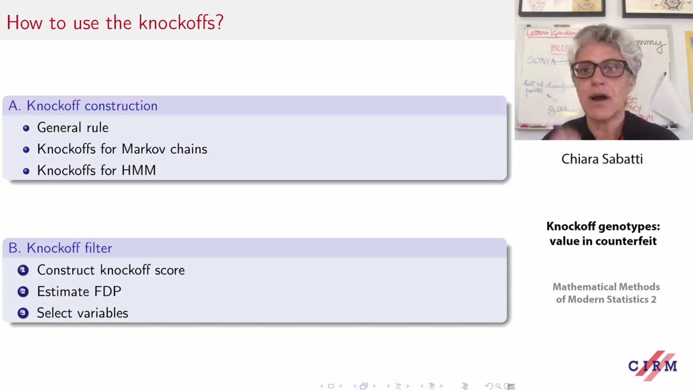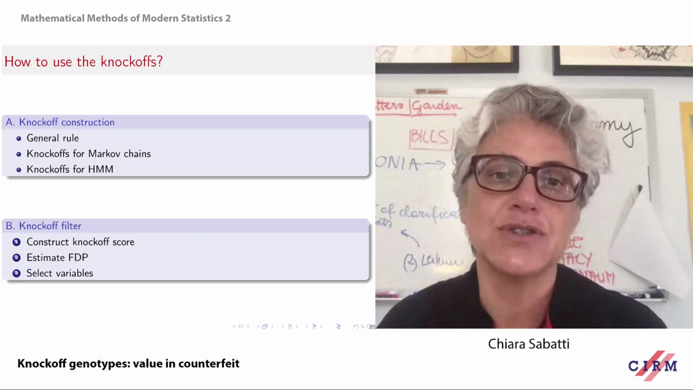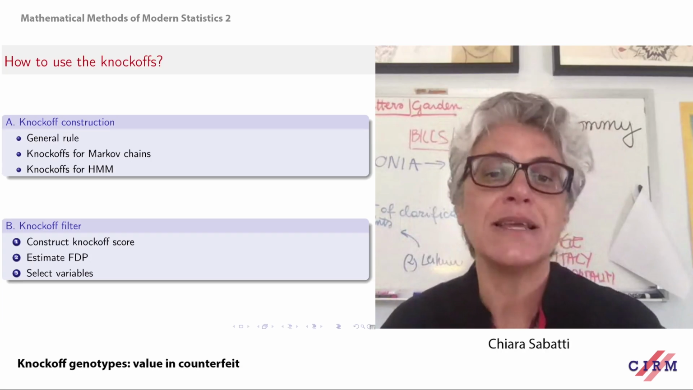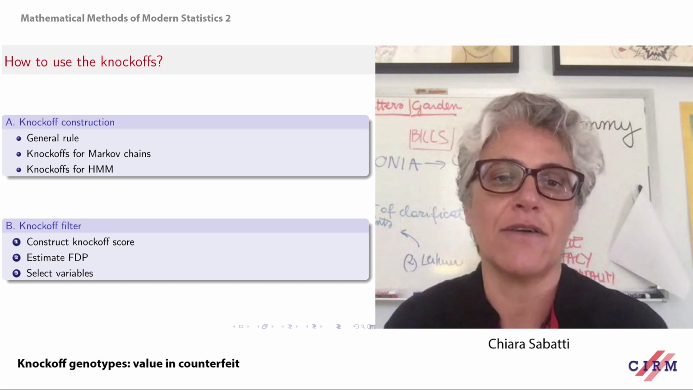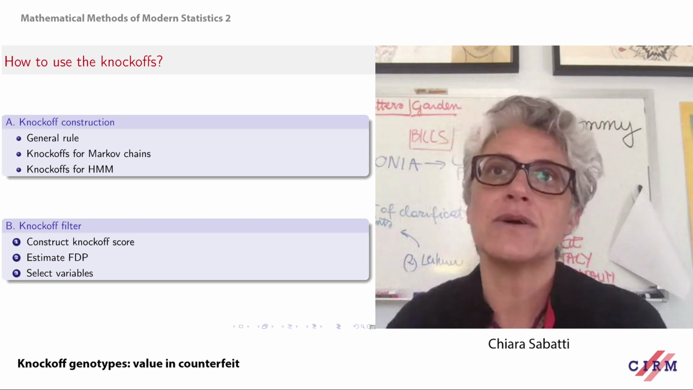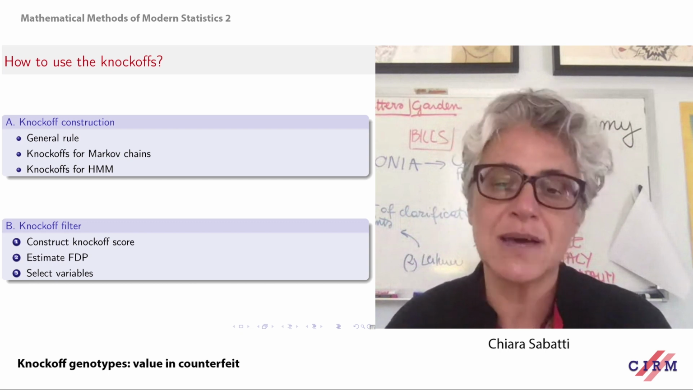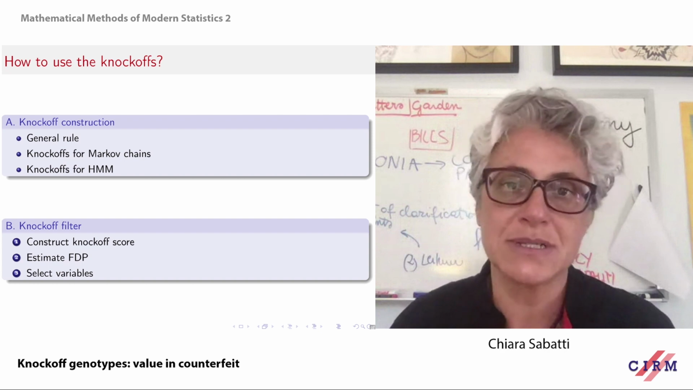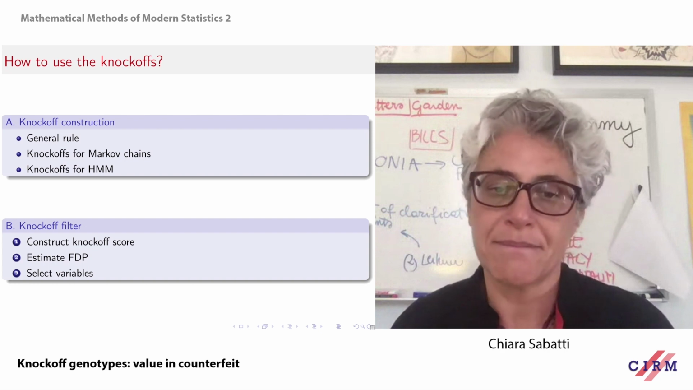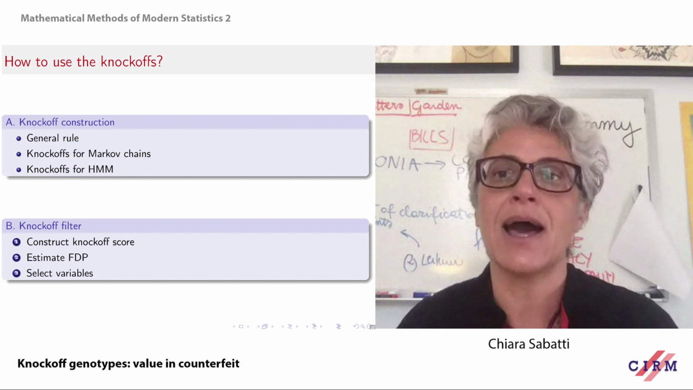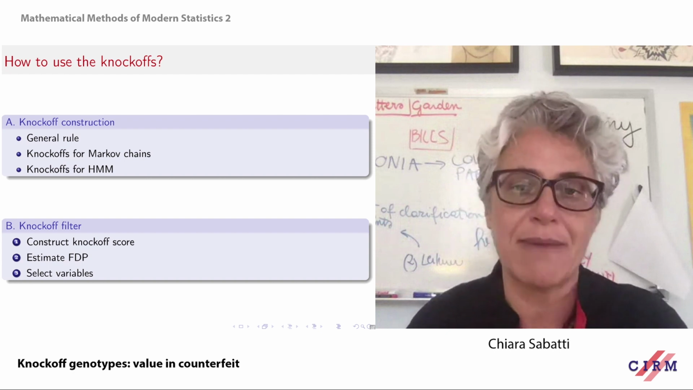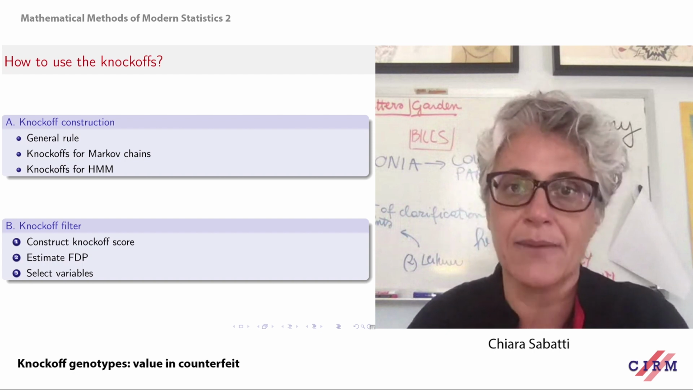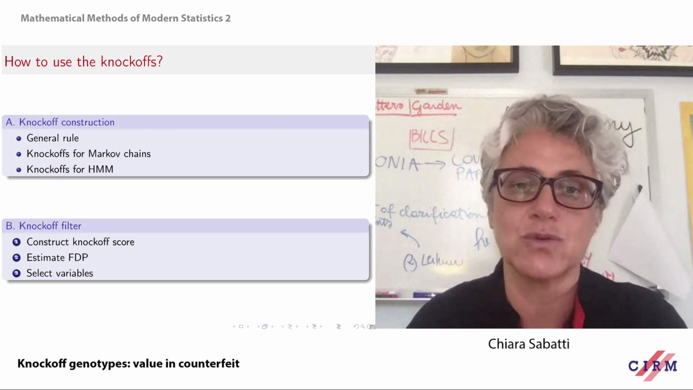So in order to use these knockoff procedures, we need to do two things. We need to construct these knockoff variables, and then we are going to use them to construct these important statistics and come up with a criteria on how we're going to filter discoveries to come up with our set of discoveries that have controlled error.